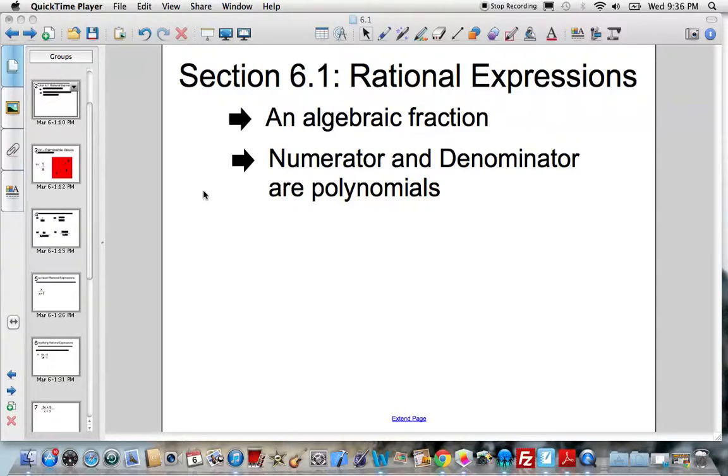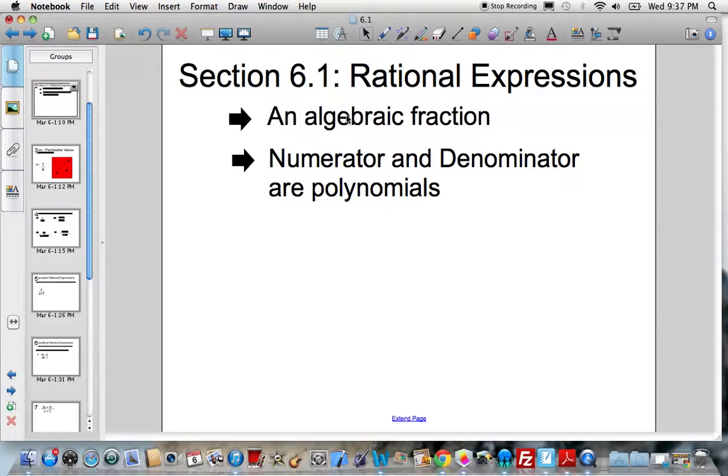Making you a video here for Math 2200 on section 6.1, Rational Expressions. So we're just starting the unit, and I thought I might give you guys a little video to help get this thing off to a smooth start.